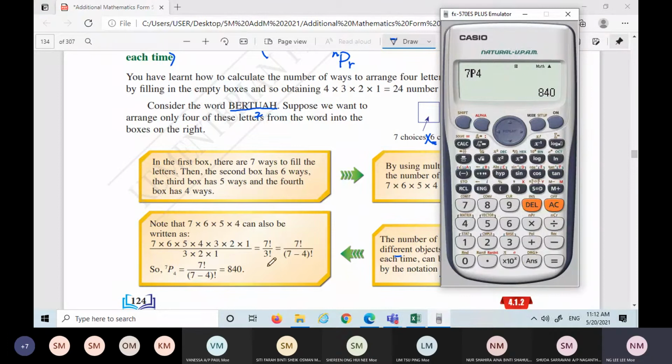You don't have to do all this working. This one no need, this one also no need. But you have to understand and know the definition of nPr, because sometimes they will give you an unknown, not a number. Then you cannot use the calculator already.